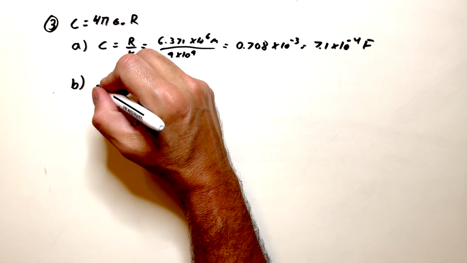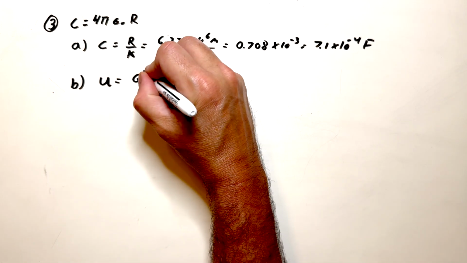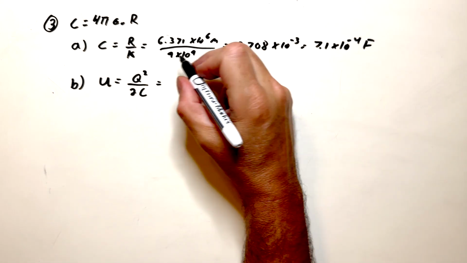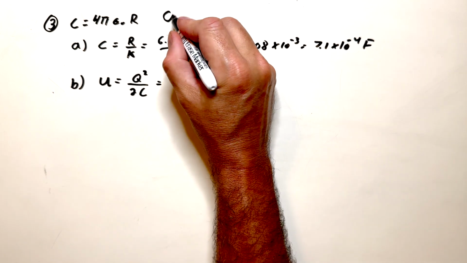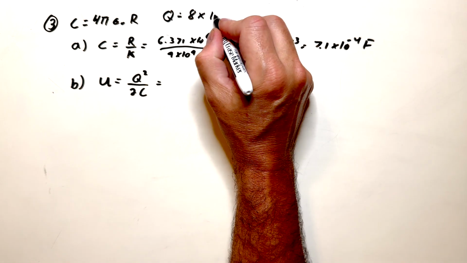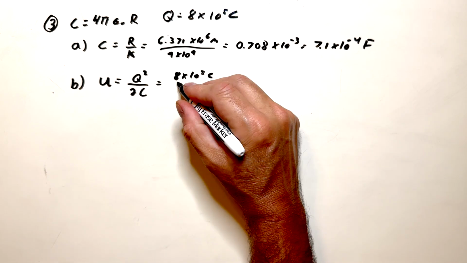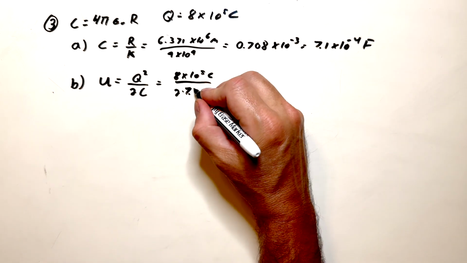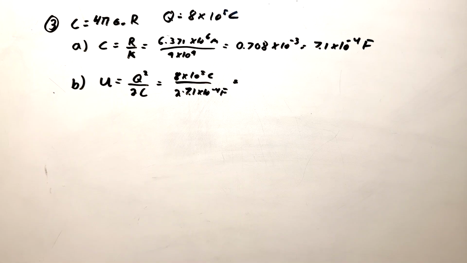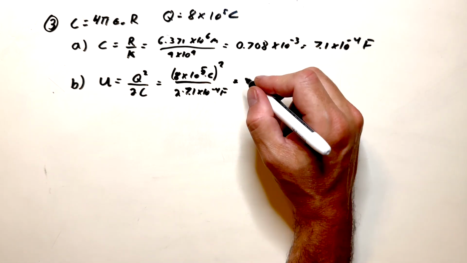Part B, we're now going to calculate the potential energy. So U, potential energy, will be equal to Q squared divided by 2 times the capacitance. Okay, so we'll use the number for Q that we were given. We were given that Q was equal to 8 times 10 to the 8? No, 10 to the 5. 10 to the 5 coulombs. So 8 times 10 to the 5 coulombs divided by 2 times 7.1 times 10 to the minus 4 farads. So this gives us, oh, I got to square this. Whoops. So this needs to be squared. All right. Square that. That's going to give us what?